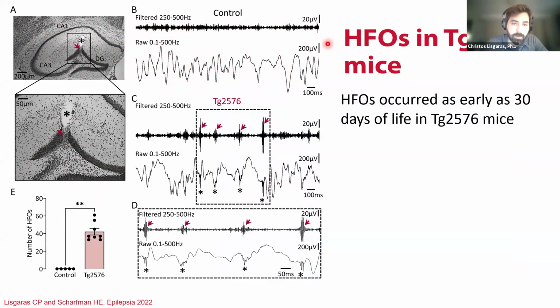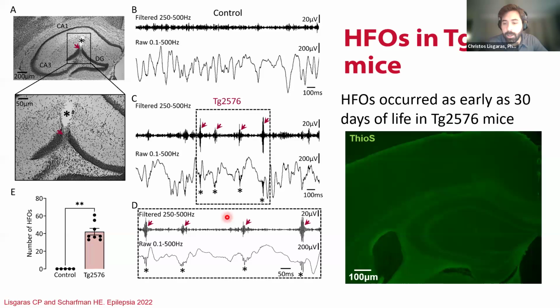We don't see HFO activity in these control mice, but the transgenic mice have a mutation that leads them to overexpress beta amyloid sometime in their lives. You can see that there are high frequency oscillations occurring during sleep. You can better see it here. And that was significant in many mice that we recorded. Our controls did not show HFOs, but our transgenic mice showed HFOs.